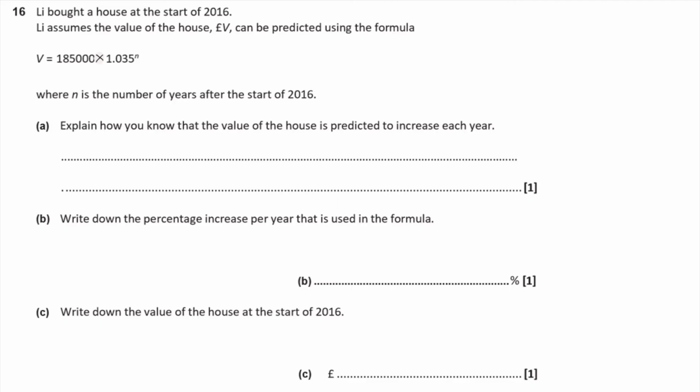Okay, well, you know it's going to increase each year because you're multiplying through by a number greater than 1. Okay, and so the multiplier 1.035 is greater than 1, so it increases on multiplication. Okay, so if you multiply through by a number bigger than 1, it's going to increase, isn't it? And if it's between 0 and 1, it decreases.